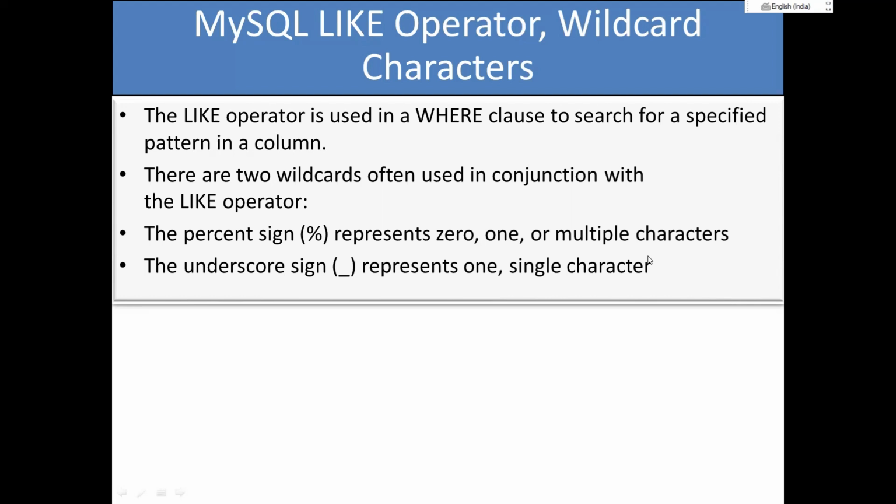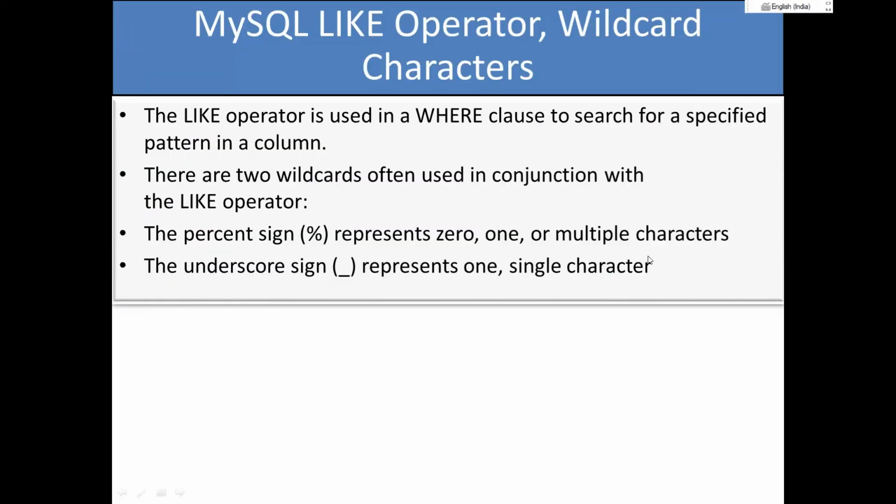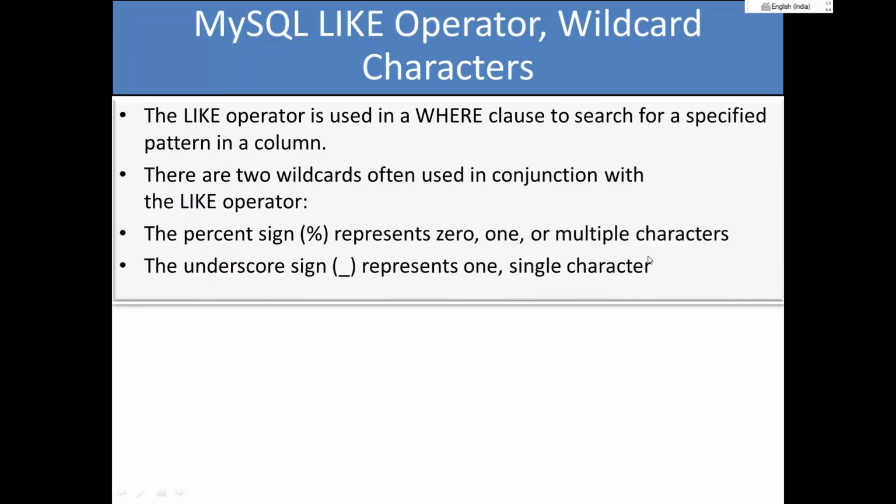The percentage sign represents zero, one or multiple characters. For example, in Apple, you want to search for the pattern starting with the letter A and you don't know how many characters will come after A, so you are going to use a percentage sign. But the underscore sign represents only a single character. So you have to be 100% sure that after A there will be a P, so only one character is represented. We will see this practically in the example, what I mean to say over here.